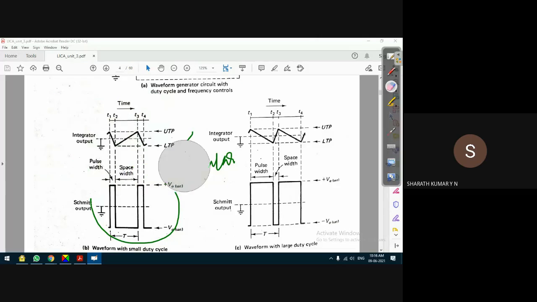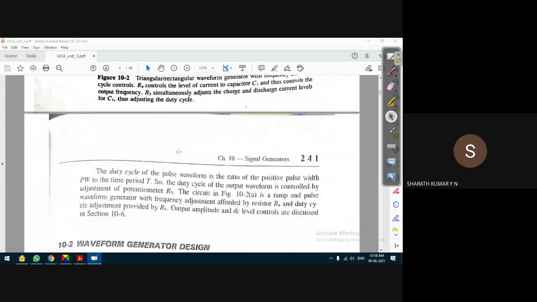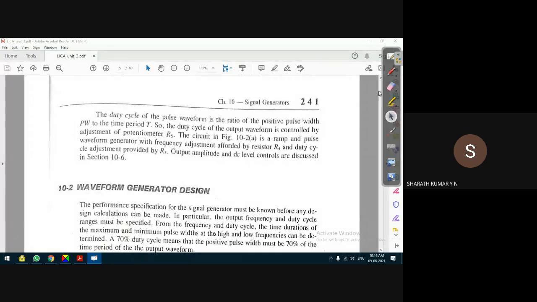So here we could generate four types of waveform. Duty cycle is the ratio of the positive pulse. Frequency adjustment is done by R4, and duty cycle adjustment is done by R5. That's what we discussed.